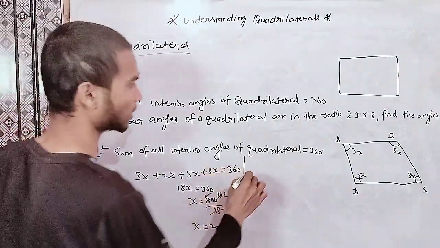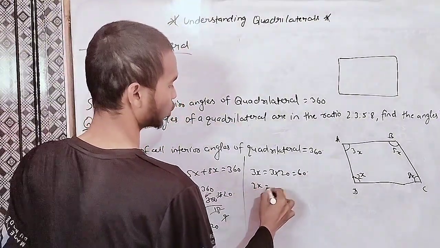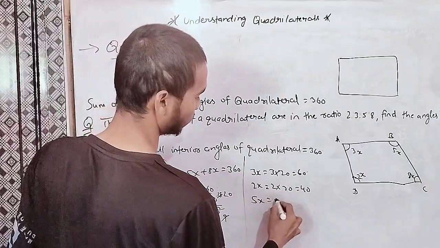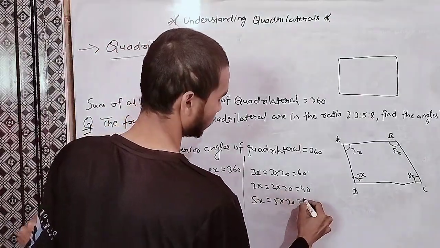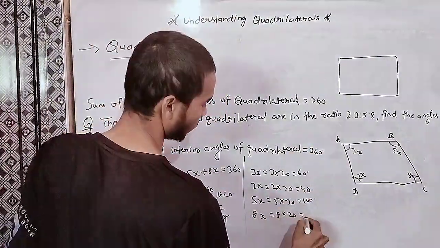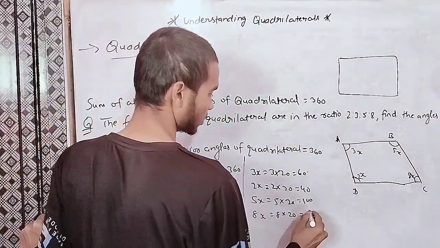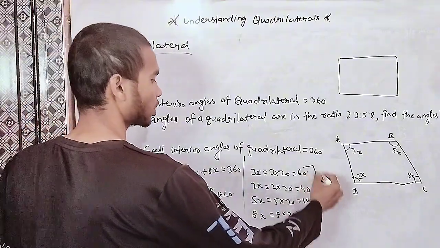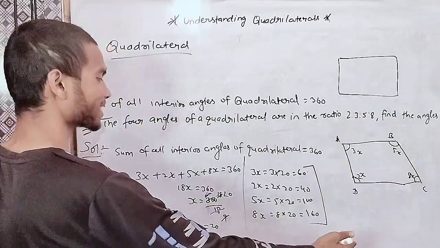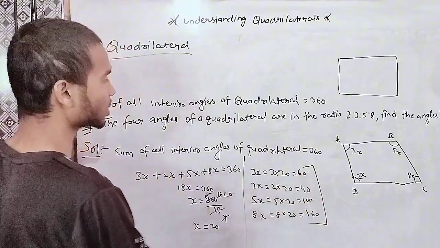Now let's find the exact values. 3x will be 3 multiplied by 20, which is 60, and 2x is 2 multiplied by 20, which is 40, and next 5x is 5 times 20, which will be 100. Next 8x, 8 multiplied by 20, will be 160. Now you can check whether the answer is correct or not. If the sum of these angles is 360, then our answer is correct. So 100, 200, 360.